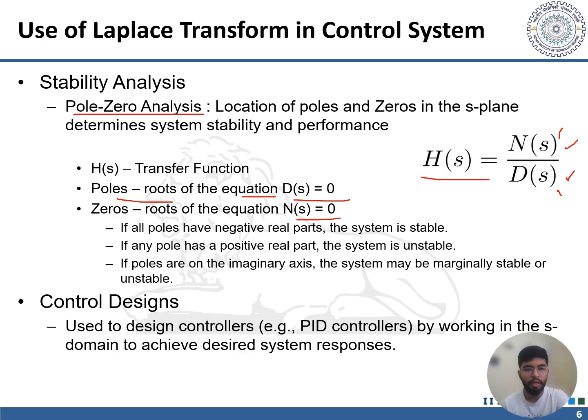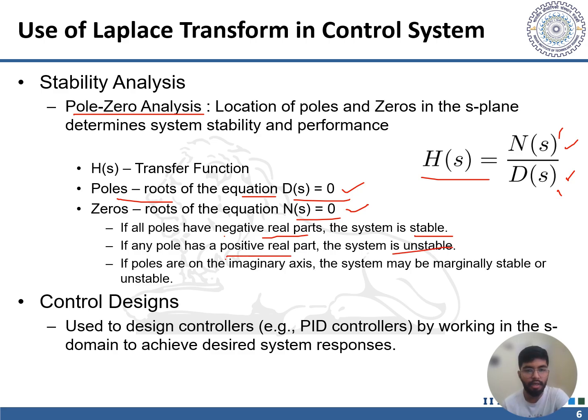So if the poles have negative real parts, as you know, the frequency domain equations are complex equations, and you'll get complex roots. So if all poles have negative real parts, the system is stable. If a pole has a positive real part, the system is unstable.